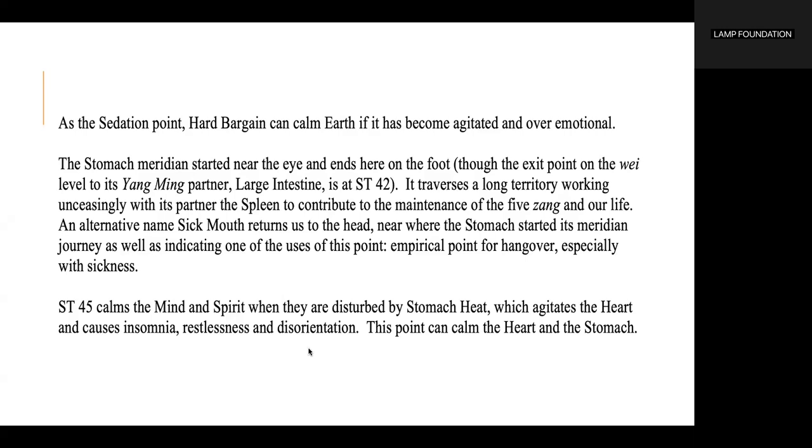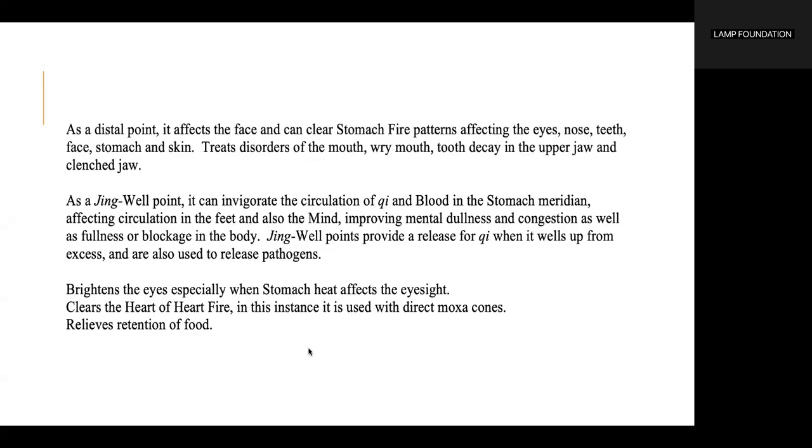especially with sickness. Stomach 45 calms the mind and spirit when they are disturbed with stomach heat, which agitates the heart and causes insomnia, restlessness, and disorientation. This point can calm the heart and the stomach.